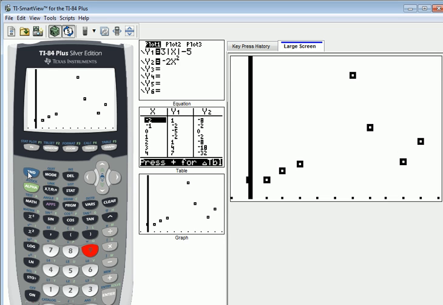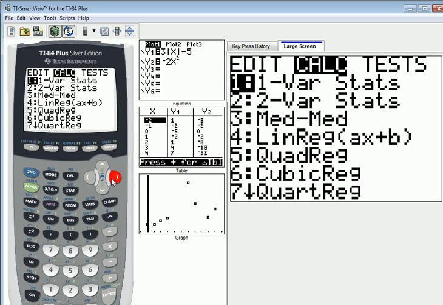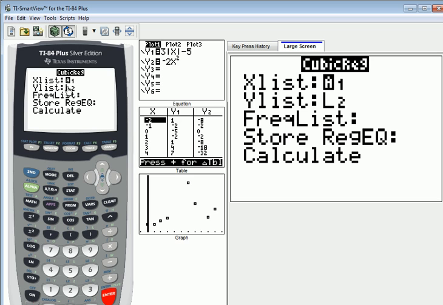So let's go back into statistics. We're going to calculate a cubic regression because we see that max here, the min here, maybe it could be a cubic. And then we're going to look at a quartic too, just to compare the two. So if we come down to cubic, because we think it has the max and the min, and we go into cubic, it asks us where we put them. I put them in L1 and L2, and we're going to calculate.